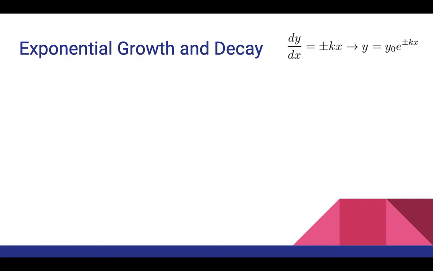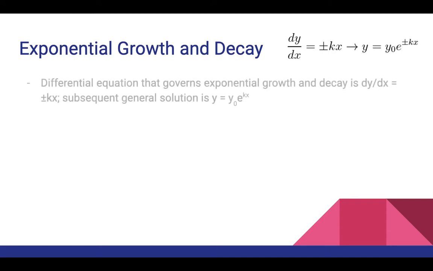And lastly, we look at exponential growth and decay. Applications of differential equations, specifically 5.4, we'll look at in the coming section. Recall that a differential equation that governs exponential growth and decay is of the form dy/dx equals k times y. I have the plus or minus thrown in here, but really it should just be k times y, because the plus or minus is accounted for by whether k is positive or negative, which is what we solve for once we have found our solution.